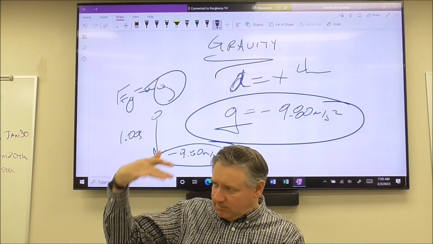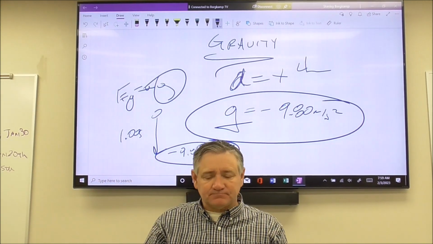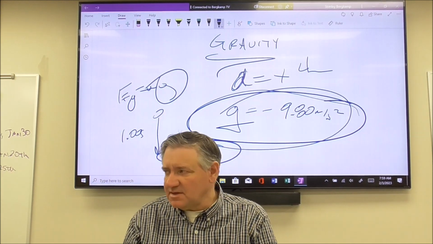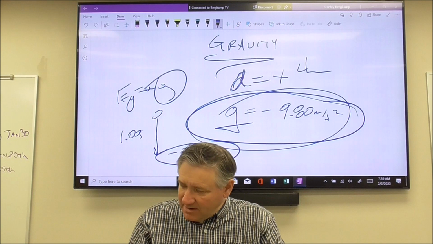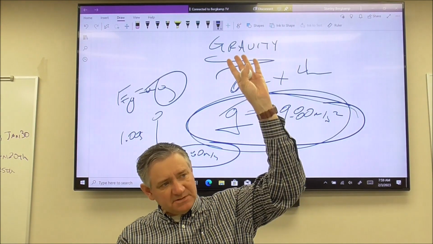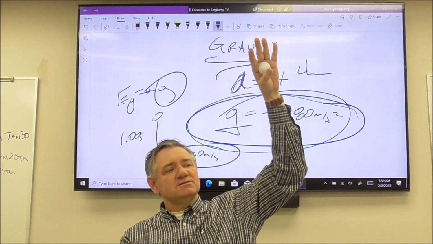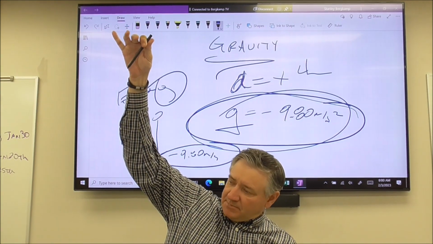So, for the sake of simplicity, on these calculations, we're always going to let g be negative, because we're going to define down as being negative and up as being positive in terms of velocity, acceleration, displacement. So anything pointing down is going to be negative, anything pointing up is going to be positive.